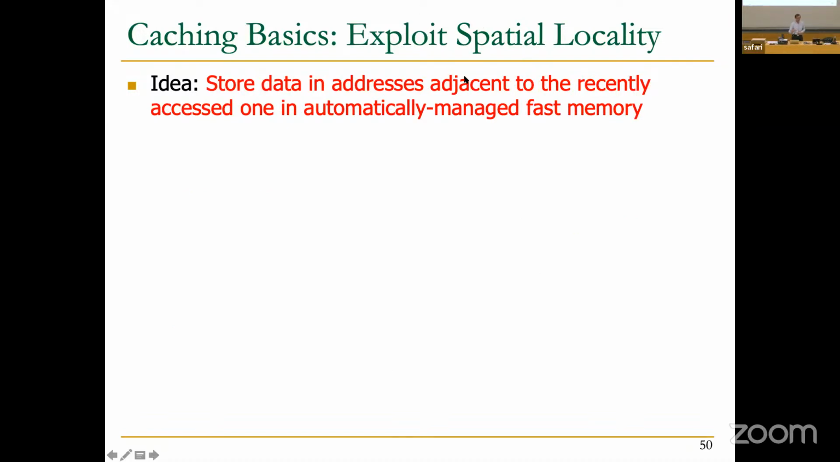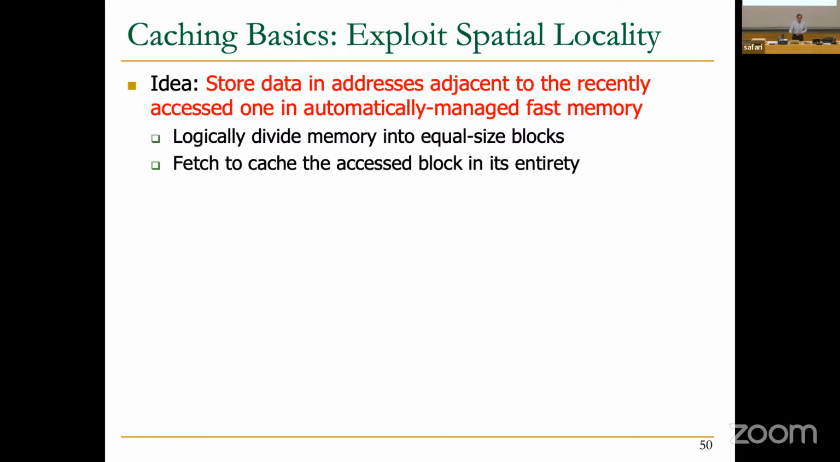Spatial locality is essentially what we discussed, but the idea to exploit spatial locality in a cache is to store data in addresses adjacent to the recently accessed one in automatically managed fast memory. Basically, whenever you're storing data, you don't take just the data that you are accessing, but also the data within the vicinity of that data. So the way it's done in hardware caches is to logically divide memory into equal size blocks, because this makes management easier in hardware. And we fetch to cache the accessed block in its entirety. We're going to talk about this a lot in today's lecture, how we actually build the structure. It's not that difficult, as you will see.